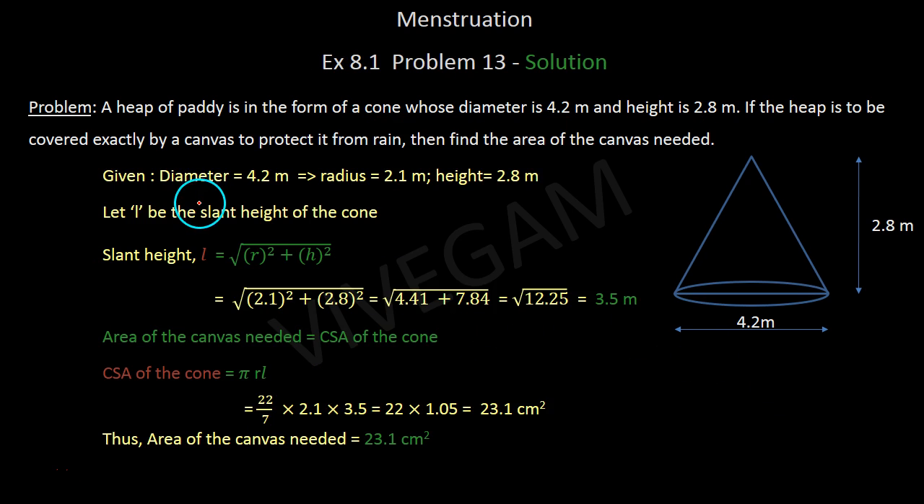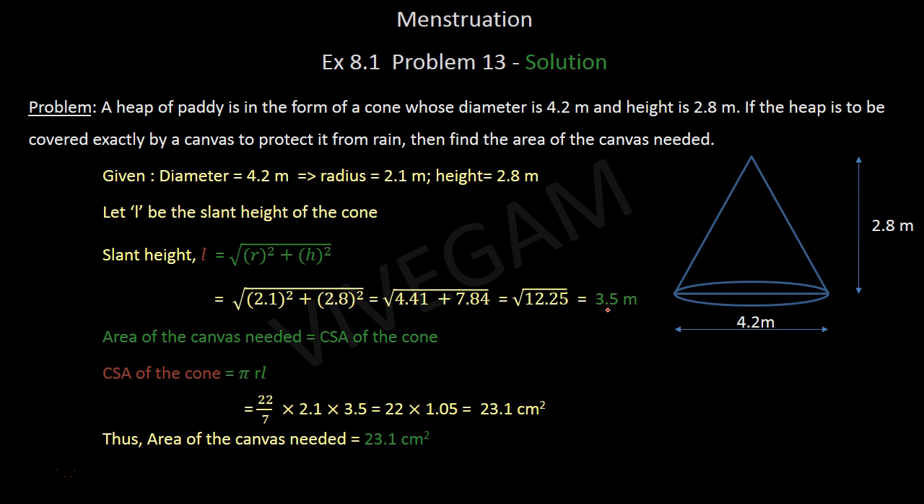The solution. Diameter is 4.2 meters. We are converting it into radius 2.1 meters. Height is given as 2.8 meters. The area of the canvas required is the CSA. So the first step is to calculate the slant height. Slant height L equal to root of r square plus h square. That is root of 2.1 square, the radius is 2.1 here, plus h square, that is 2.8 square. That is 4.41 plus 7.84. That is 12.25. That gives 3.5 meters as the slant height.